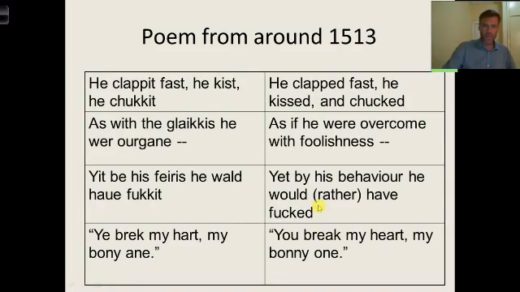All right, now, here's another one. This is a slightly different use of fuck, an intransitive use, and this one dates back to 1513. I'll try to read this. I probably won't get the pronunciations quite right, but I'll read the original. "He klappet fast die kist die chukket, as with gleiches he were augan, yet be his fairest he were how fucket, ye break my heart me bonny one." He clapped fast, he kissed and chucked, as if he were overcome with foolishness, yet by his behavior he would rather have fucked. You break my heart, my bonny one.